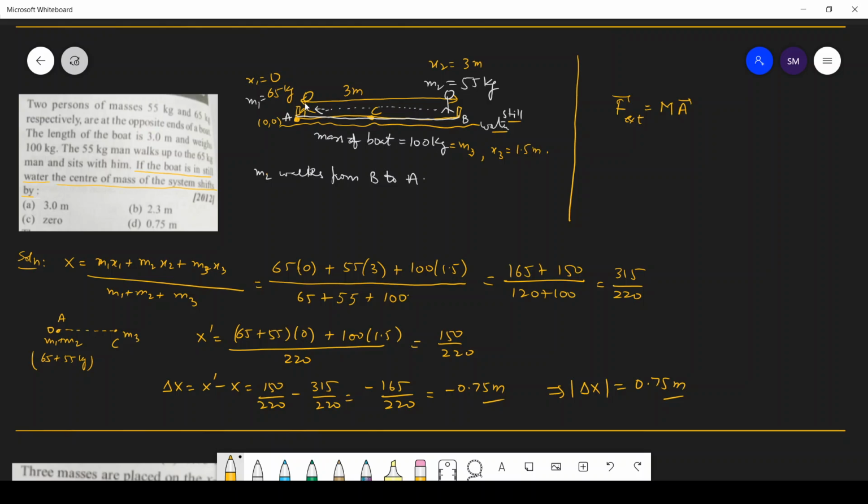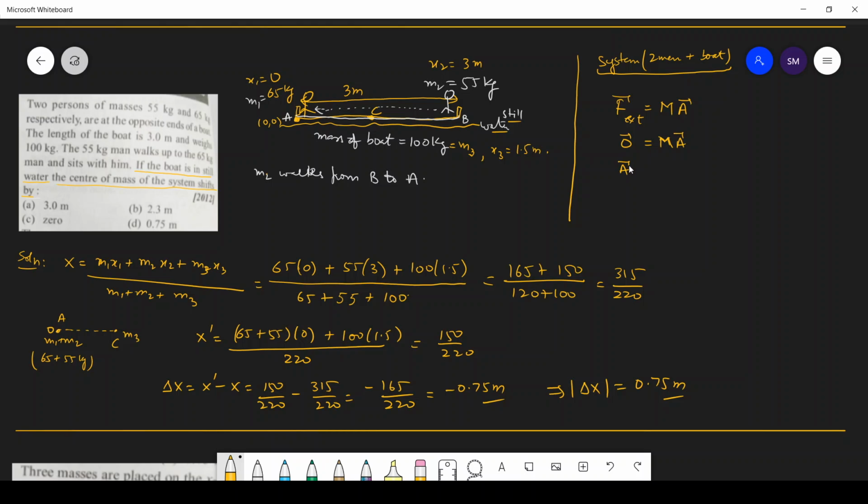Both the men, 65 kg and 55 kg, are already part of the system. So here the system has two men plus the boat. That is what your system is. So what is the external force acting here in this case? Zero. There is no external force. Then, mass of the system. So what is the acceleration of the system?